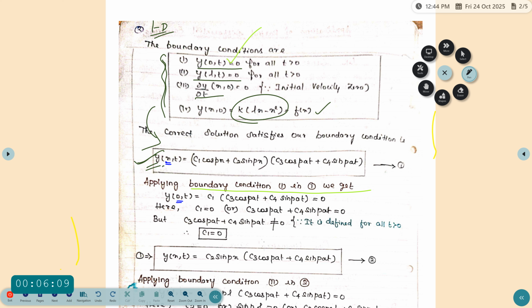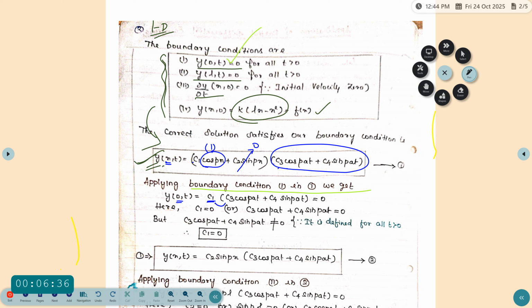y of 0 comma t equals C1. Here, x equal to 0 means cos 0 value is 1, and sin 0 will be 0, so that term vanishes. So, C1 into 1 is C1. Here, there is no x, so you keep the term as it is: C3 cos pat plus C4 sin pat. Instead of x, just substitute 0 here. Sin px tends to 0, cos px value is 1.